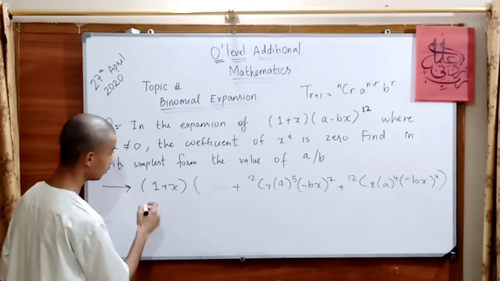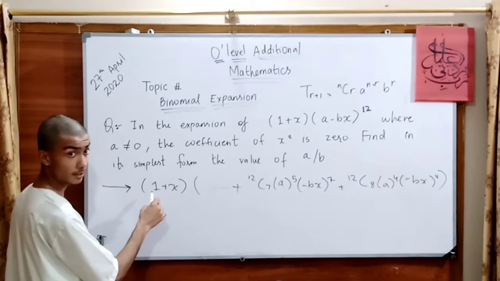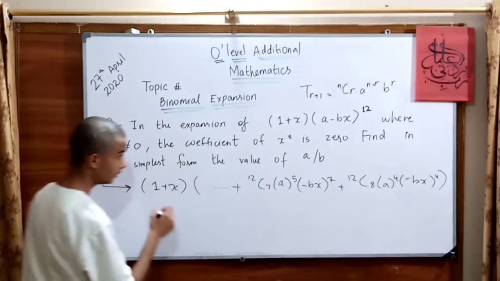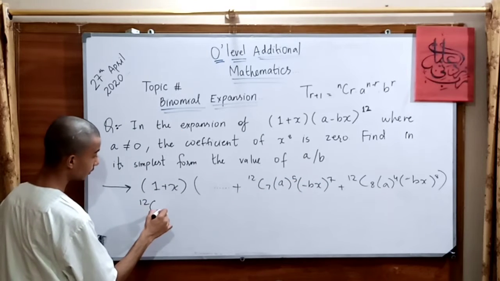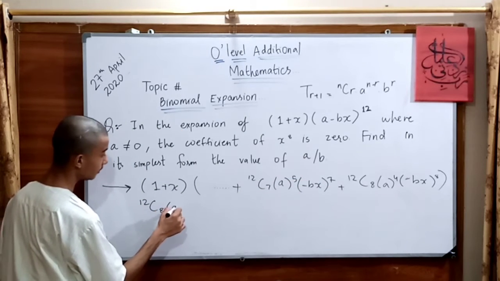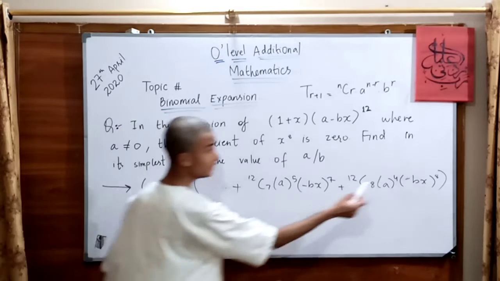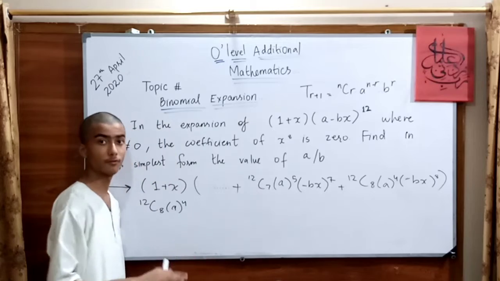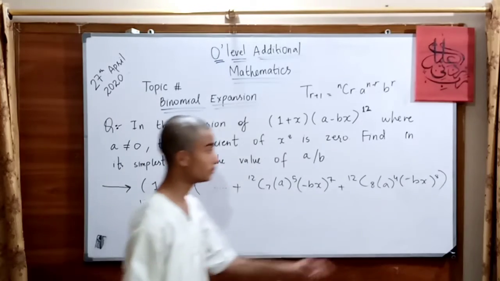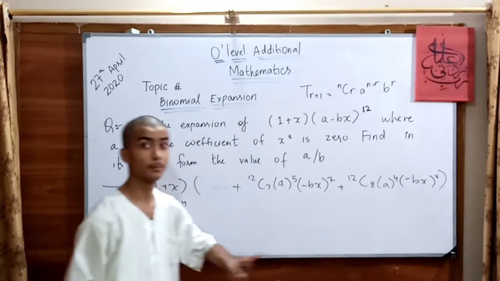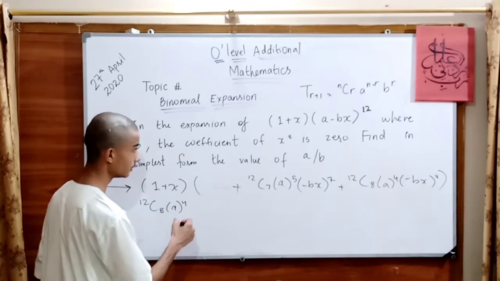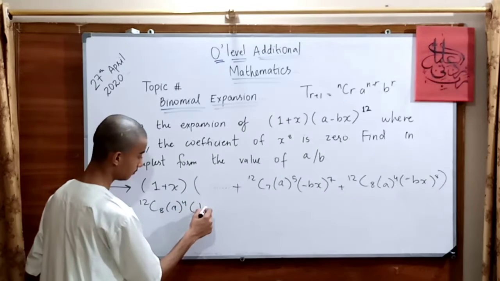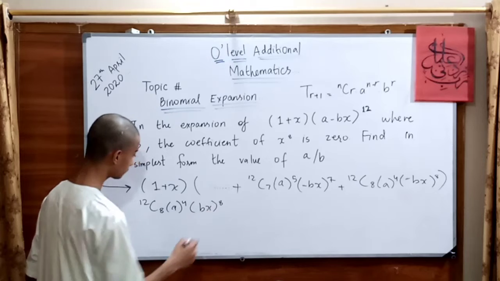Now when we multiply the 1 with this one, it would be 12C8 a to the power 4 and (−bx) to the power 8. This minus would disappear and become plus, because whenever there is an even power, the minus sign turns into positive, so it would be b to the power 8 x to the power 8.